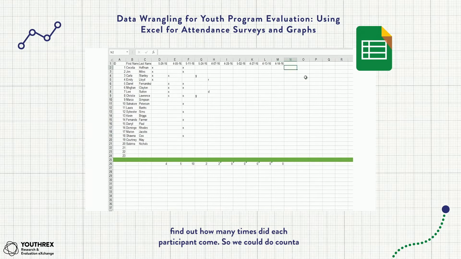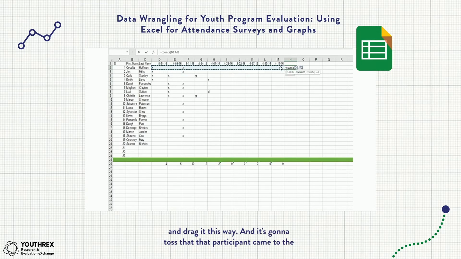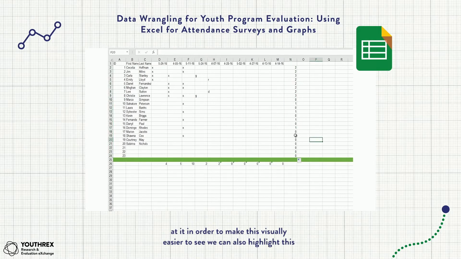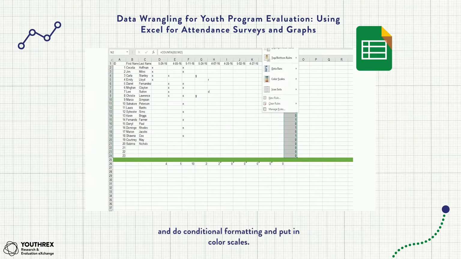We could also do this the other way, so we could find out how many times each participant came. So we could do counta and drag it this way, and it's going to tell us that that participant came to the program 2 times. We drag all the way to the bottom, and then we're able to look at it. In order to make this visually easier to see, we could also highlight this and do conditional formatting and put in color scales.